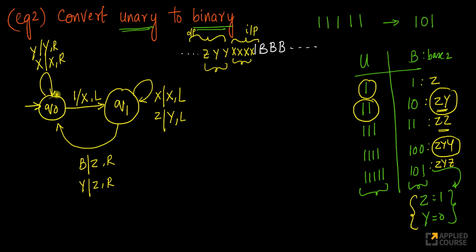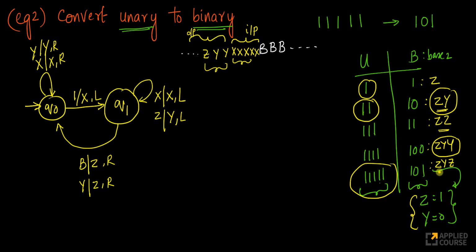So look at the whole flow. If I keep getting Y's, I'll stay here. If I keep getting X's, I'll stay here till the time I get 1. Finally, when I get a 1 here, what will I do? I'll change this 1 to X and I'll keep moving left. Now, what is the corresponding value of this?